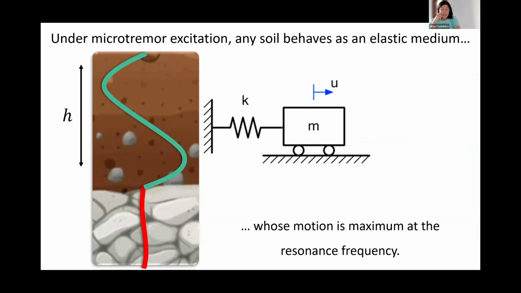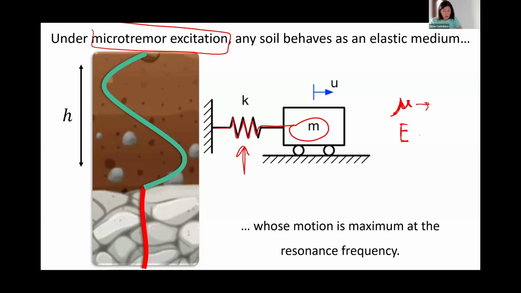Okay, so let's move to the soils. Also soils under microtremor excitation can be considered as elastic bodies, elastic objects, and we basically model them as spring-mass systems, okay? In the case of soil, the stiffness of the spring is linked to the elastic moduli. If I consider the horizontal stiffness, then this will be linked to the rigidity, to the stiffness. If I consider the vertical stiffness, then this will be linked to the Young modulus, okay?